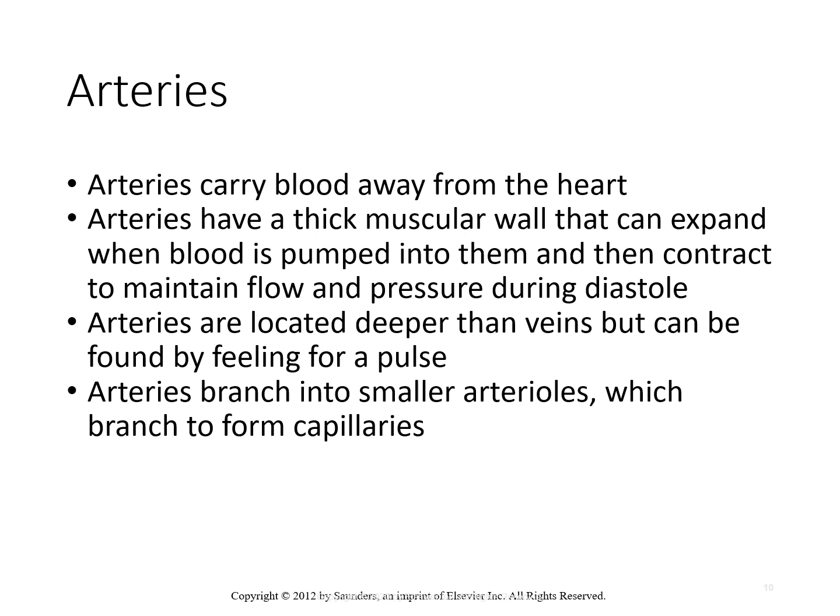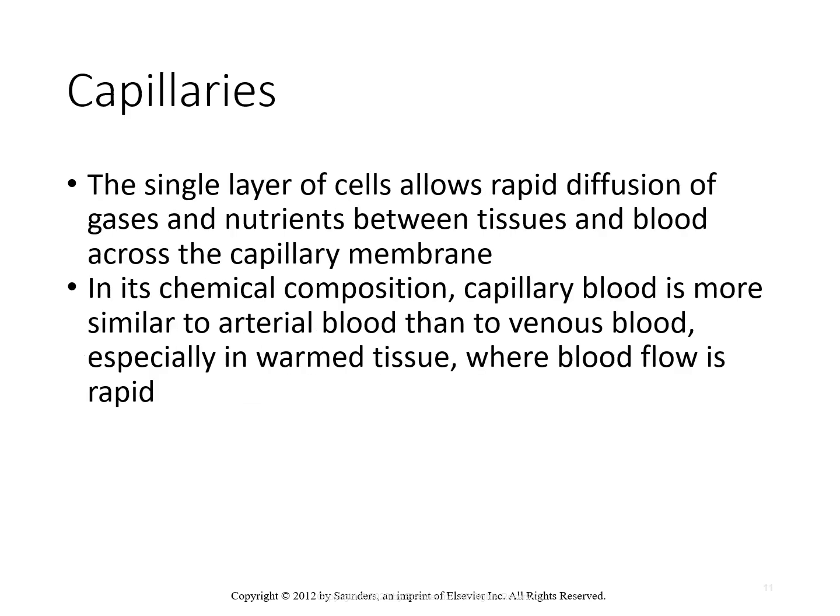Arteries branch into smaller arterioles, which branch to form capillaries. These arteries are built to withstand the high blood pressure generated by the ventricular contraction. Capillaries are a single layer of cells that allow rapid diffusion of gases and nutrients between tissues and blood across the capillary membrane. In its chemical composition, capillary blood is more similar to arterial blood than to venous blood, especially in warm tissue where blood flow is rapid. Capillaries form meshworks, called capillary beds, which permeate the tissues.